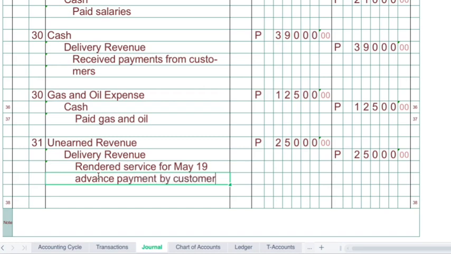Alright. Okay. So again since na-begin na natin yung service sa customer, ibig sabihin, na-earn na natin yung revenue. So, we will record it as delivery revenue na or income of the company. So, incomes or revenue are credited when they increase. So, nagkaroon tayo ng increase sa income or revenue. And then, ni-reverse natin yung unearned revenue. So, there is a decrease in the unearned revenue. Kasi, na-earn na natin siya. Okay?